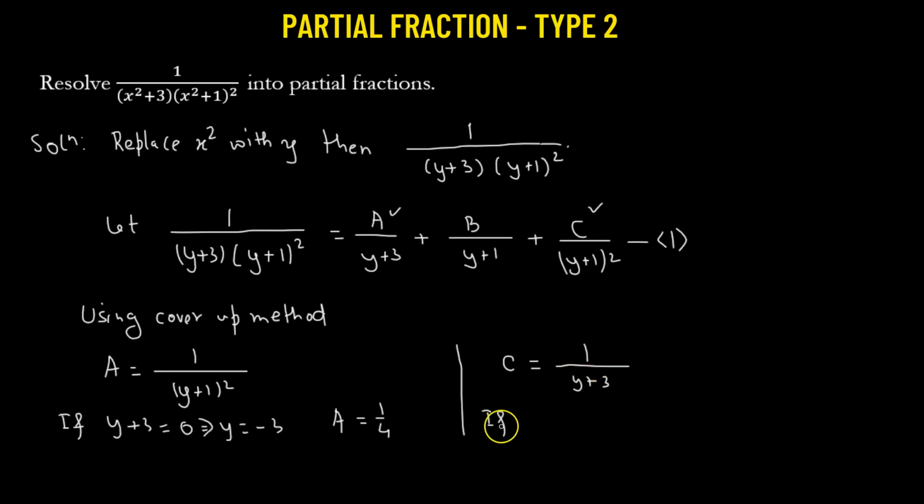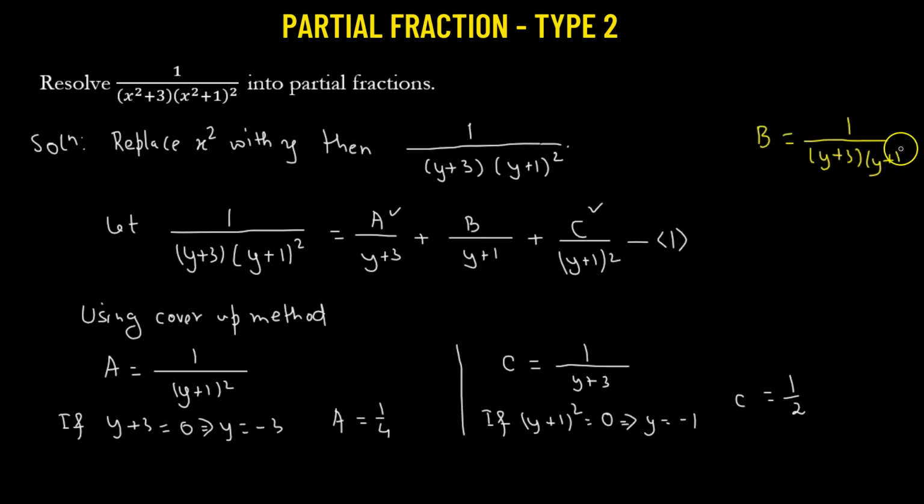We have covered up y plus 1 whole squared, so we equate it to 0. Solving for y gives us negative 1, which means the value of C will be equal to positive 1 over 2. Now why can't we use the cover-up method to find the value of B? Let's look at that. Say we use the cover-up method to find B: we take the original rational fraction and cover up only y plus 1. That means we are still left with y plus 1 in the denominator.